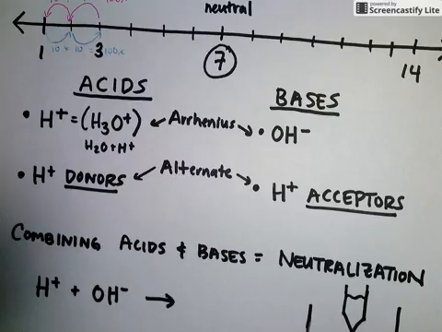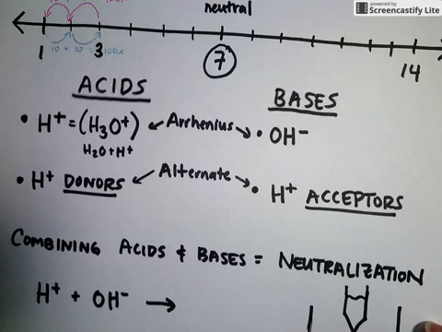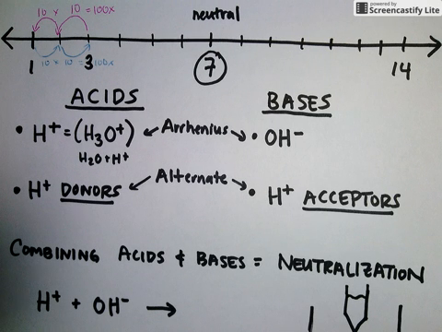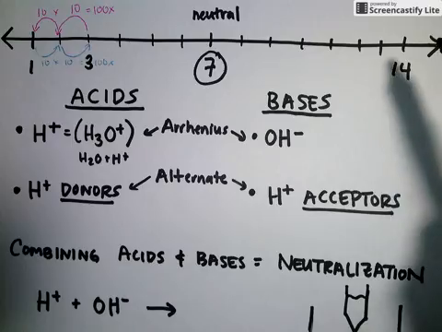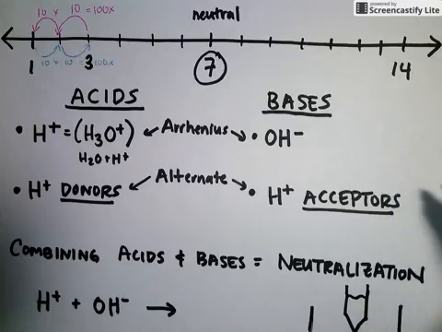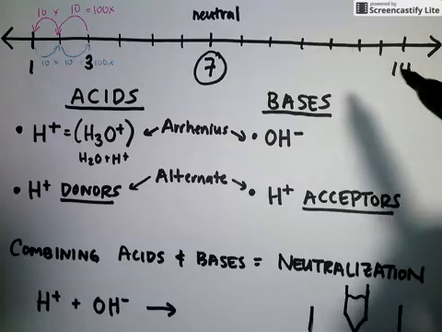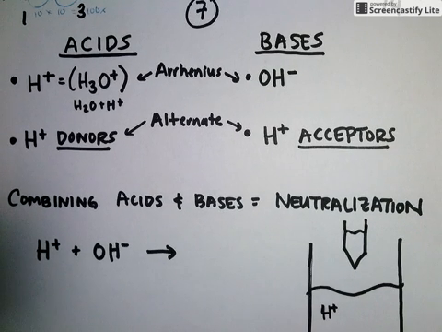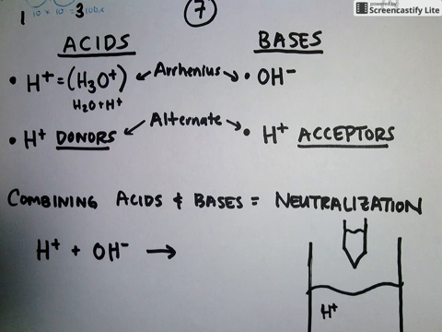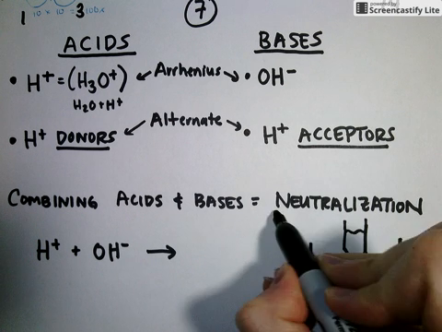Hi everyone, this video is designed to help you with assignment number 10 in your resource pack. Our last video talked about the basics of acids and bases, what they are, and how we can use the pH scale to help describe them. In this video, we're going to look at what happens when we combine acids and bases together in a process called neutralization.